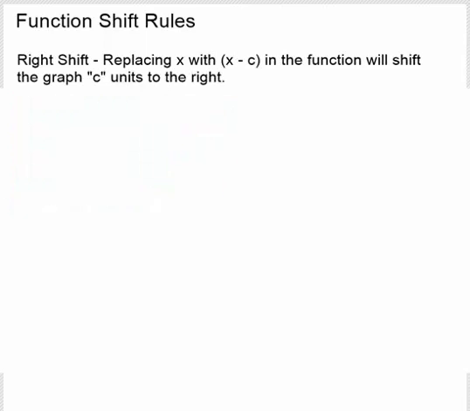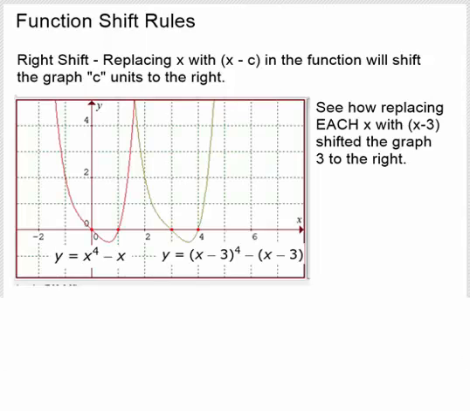Now let's look at the right shift rule. If we replace each x with x minus c in the function, the graph will shift c units to the right. And here's an example.